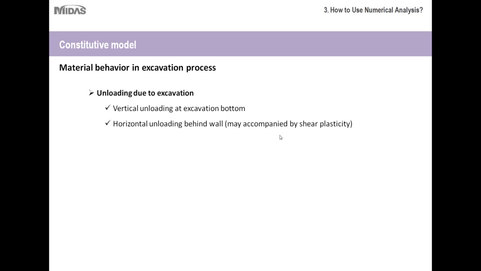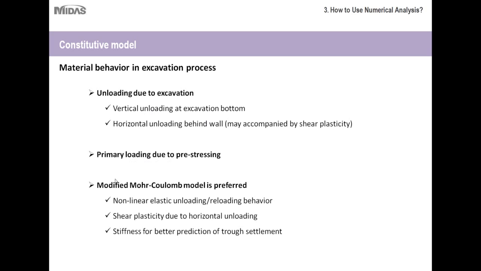As far as unloading due to excavation, there is vertical unloading at the excavation bottom and horizontal unloading behind the wall. This may be accompanied by shear plasticity. And then primary loading due to pre-stressing. The modified Mohr Coulomb model is preferred for nonlinear elastic unloading and reloading behavior, and shear plasticity due to horizontal unloading. And the stiffness is better for a prediction of trough settlement. So this is once again the three material behavior types that you need to keep in mind.